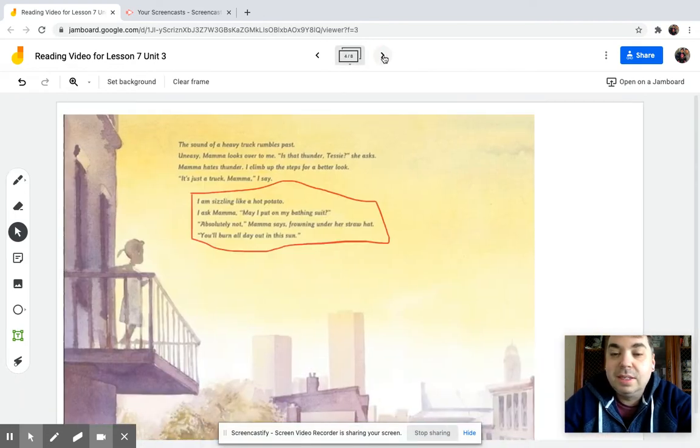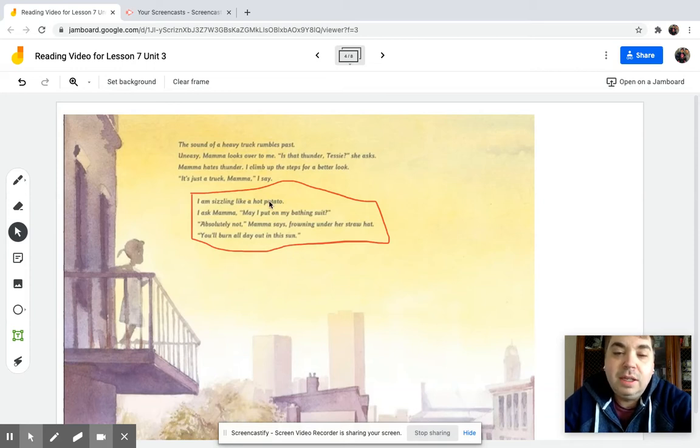Okay, so next. This is a story that I wanted to focus on this part with you. Let's read it together and we'll talk about how the author used comparisons in this type of writing. It says, I am sizzling like a hot potato. I asked Mama, may I put on my bathing suit? Absolutely not, Mama says, frowning under her straw hat. You'll burn out all day out in the sun.